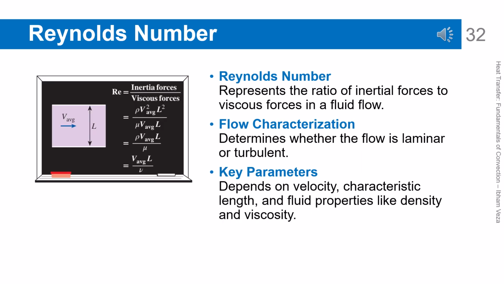Reynolds number and fluid dynamics. The Reynolds number represents the ratio of inertial forces to viscous forces in a fluid flow. This value determines the nature of the flow, whether it tends to be laminar or turbulent. It depends on flow velocity, characteristic length, density, and fluid viscosity. If inertial forces are much more dominant, the flow tends to become turbulent. Therefore, the Reynolds number is always the first parameter checked in flow analysis.